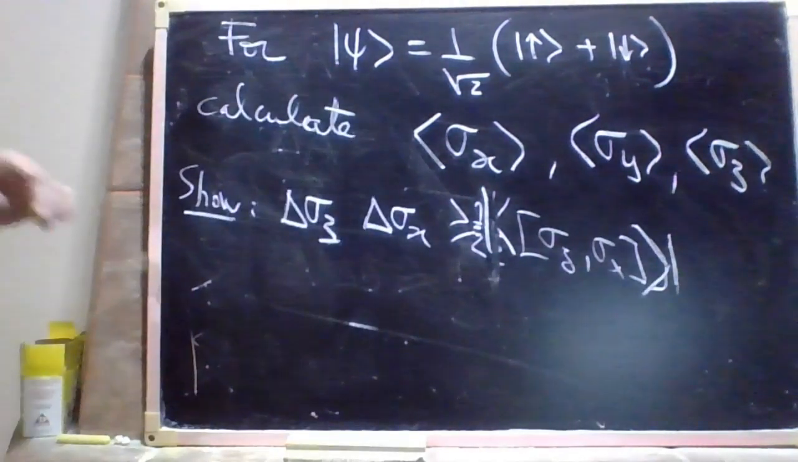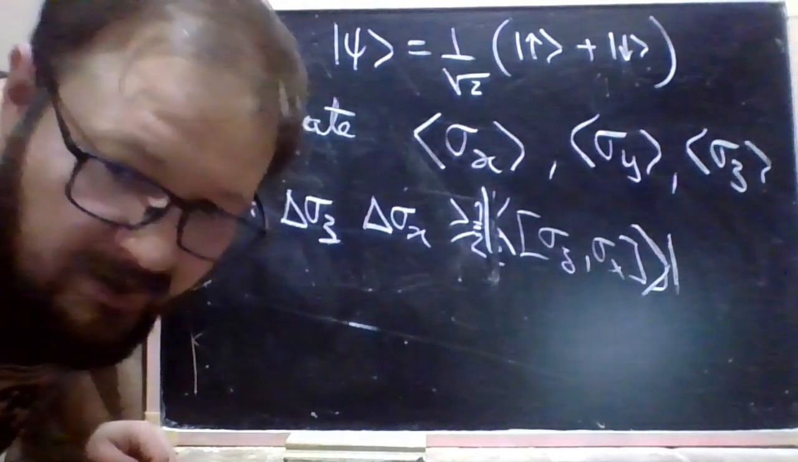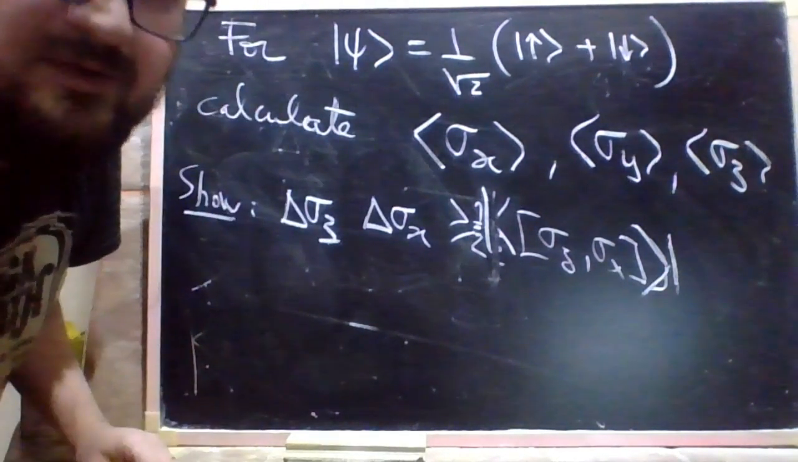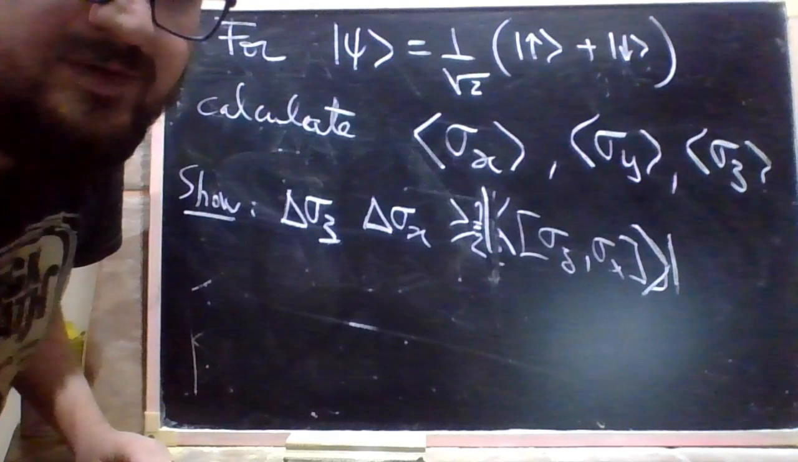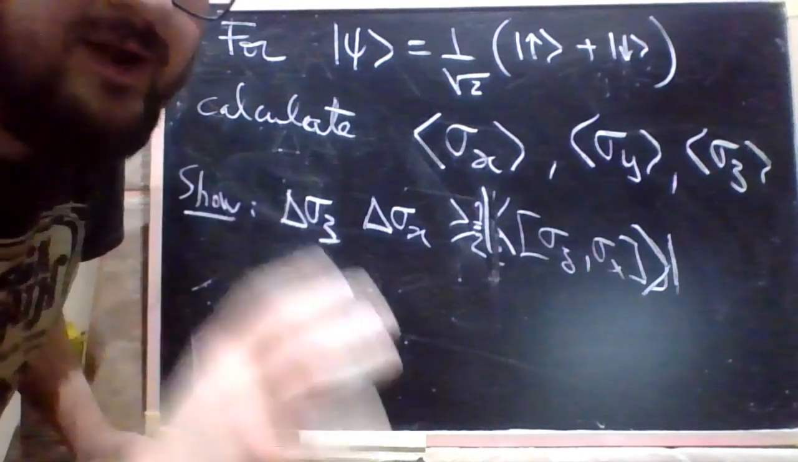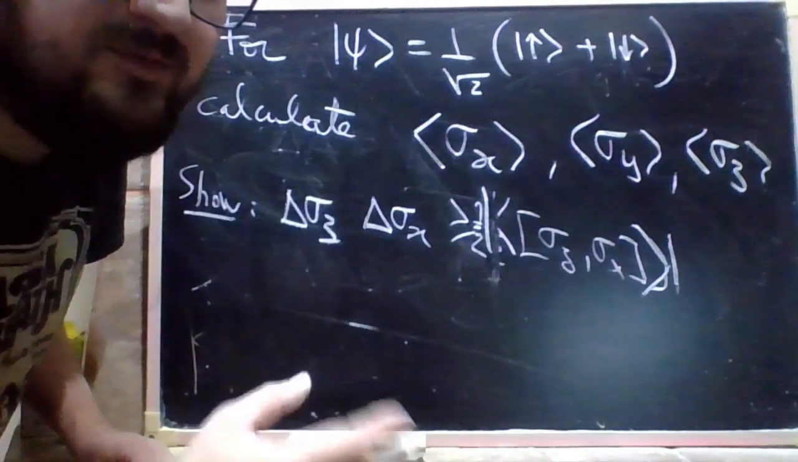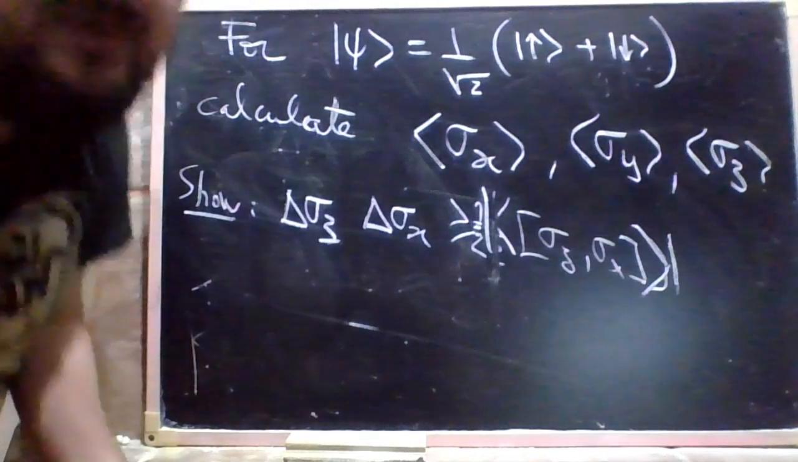Okay, so summarizing, we talked about the uncertainty principle, which is related to physical observables being represented by operators in Hilbert space.